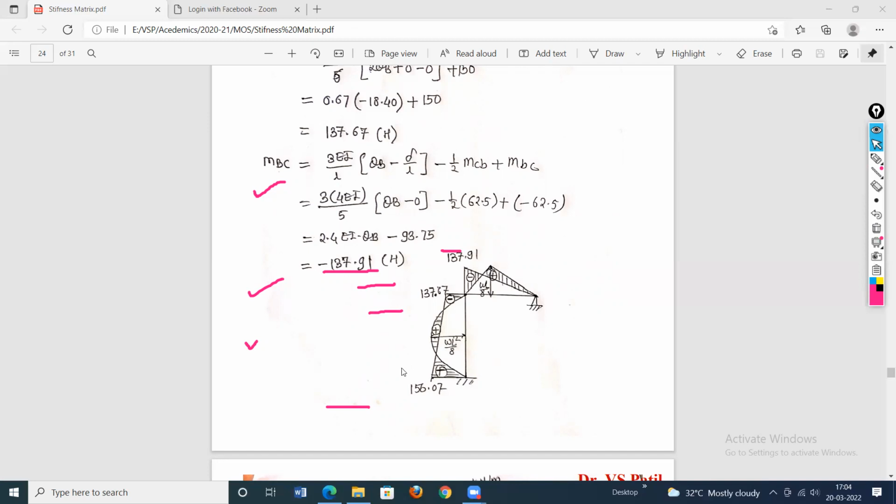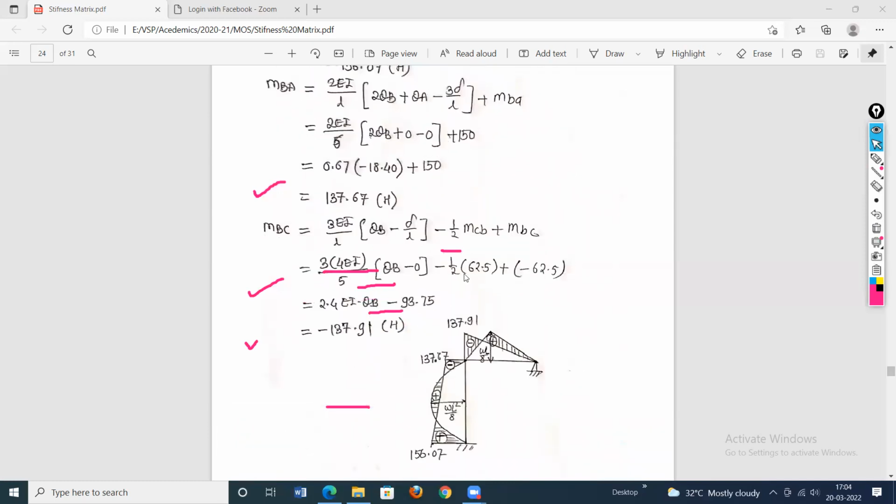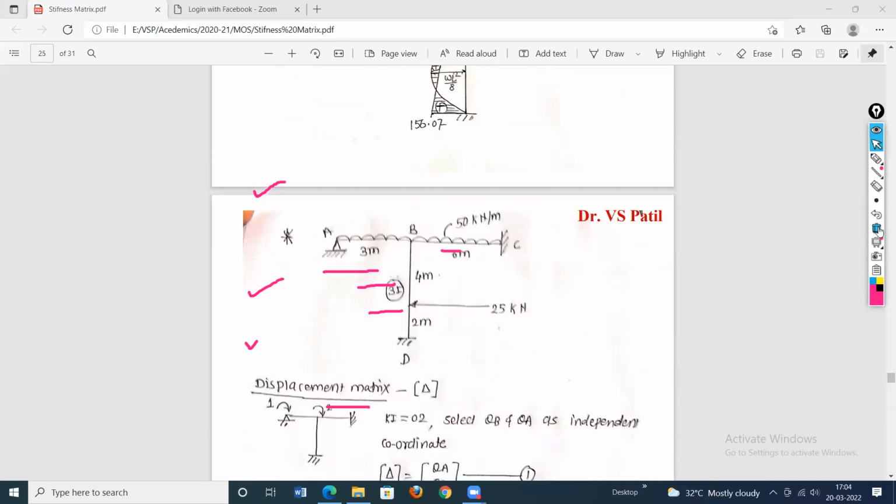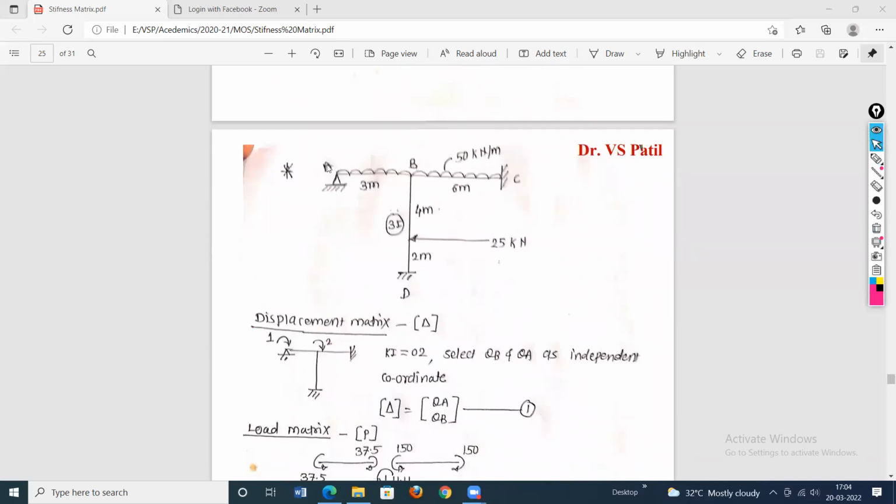So this is the bending moment diagram for the example. This completes this example. Then in the continuation, I will explain the next example also. So this is again a T-shape portal frame. Again, it is a non-sway type.